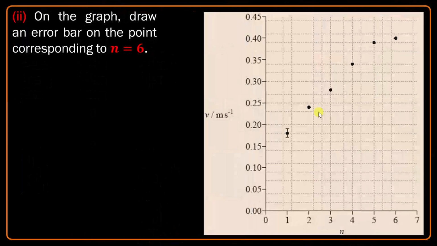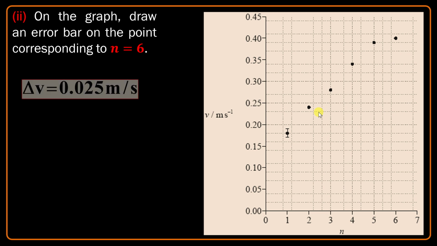Double I. On the graph, draw an error bar on the point corresponding to n equals 6. Okay, we are going to have a visualization for the uncertainty for the velocity. Let's remind you, the velocity had an uncertainty of 0.025 meters per second, not for all values, just for n equals 6. I'm going to show that with error bars.